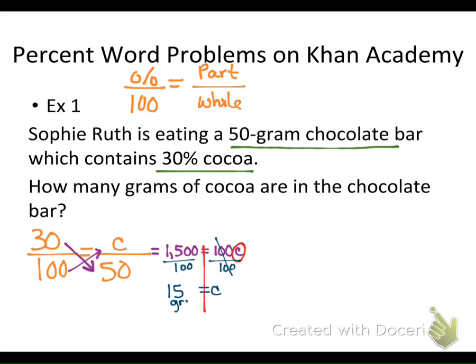So 15 grams. So how much cocoa makes up that 50-gram chocolate bar? How many grams of cocoa is in there? 15. So if that chocolate bar is 50 grams and 15 of it is cocoa, then the rest of it's made up of something else. What's the something else? How many grams is the something else?